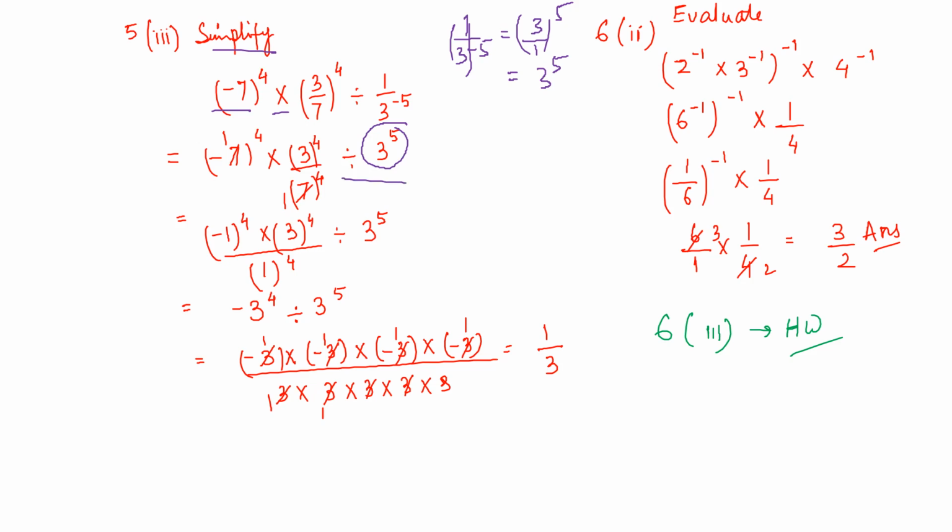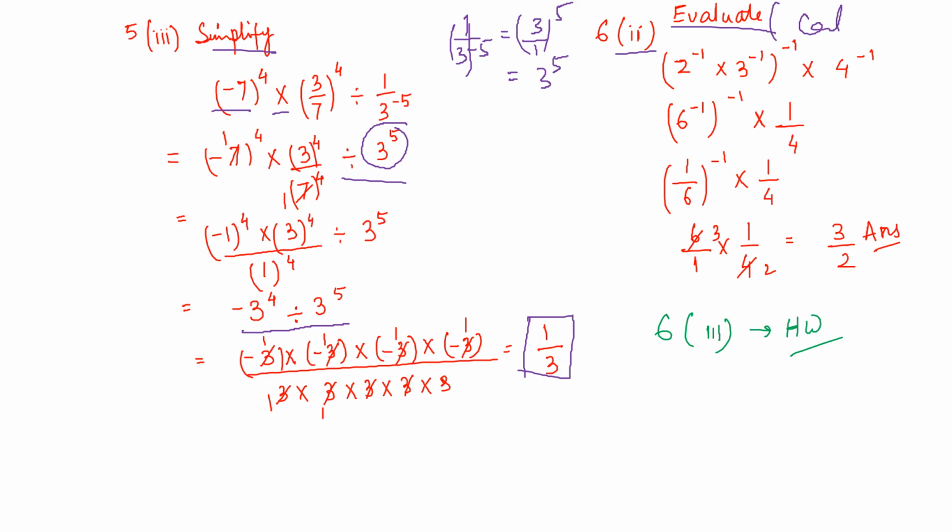So on solving it, I have broken all the numbers and cancelled whatever can be cancelled. So ultimately we are getting minus 3 to the power 4 divided by 3 to the power 5. So I have broken the numbers and shown you how we are going to get the answer as 1 by 3. Question number 6, second part, they are asking to evaluate.